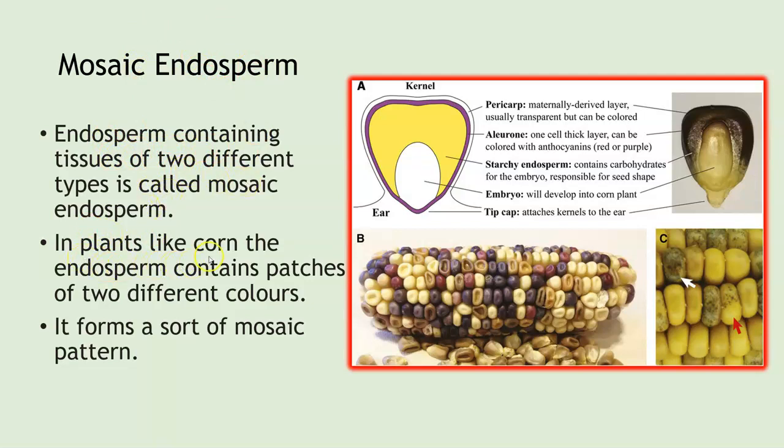Now in plants like corn, the endosperm contains patches of two different colors, and it forms a sort of mosaic pattern. Have a look at this image here. You can see here you have two different patches in the endosperm. So two different colors appear, which looks like a mosaic pattern. So such a type of endosperm is called a mosaic endosperm.